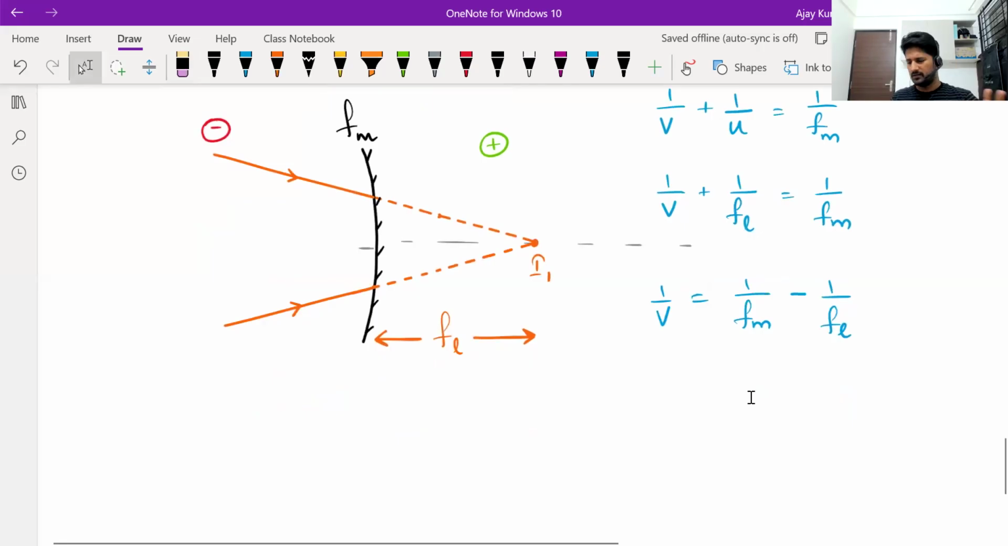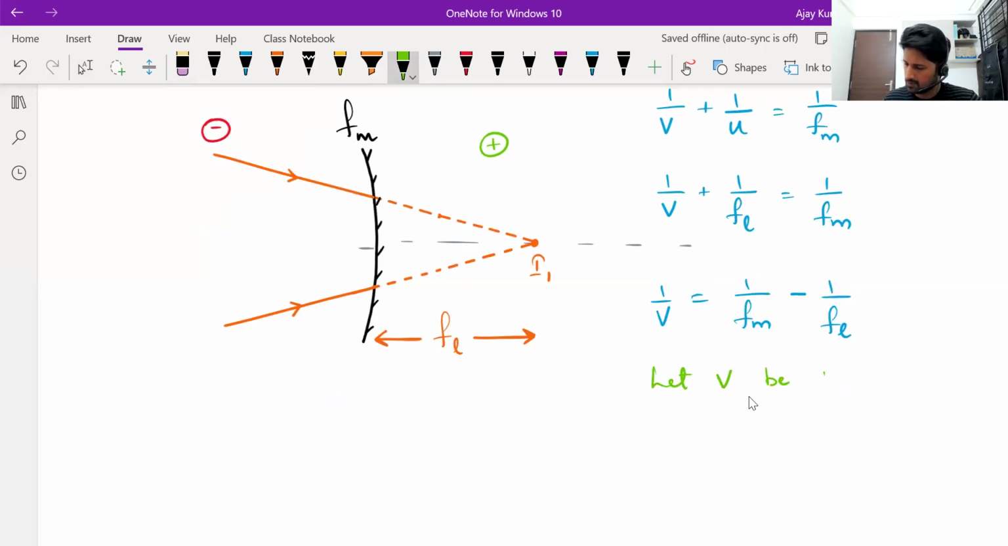Okay. See, after substituting FM and FL, you will know whether V is positive or negative. Suppose this V is positive. That means after reflection from the mirror, the image is forming somewhere here. How is that possible, you may ask? Actually, for this mirror, it's not possible. Had it been a convex mirror, the rays would have gotten reflected like this and they would have formed an image here. Okay, but let it be, doesn't matter.